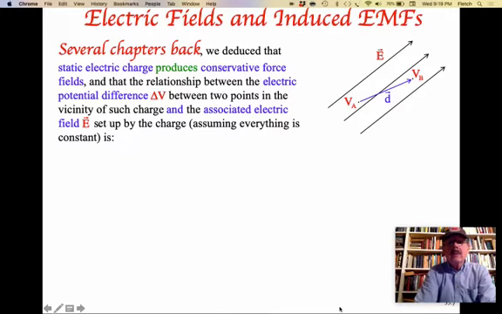Induced EMFs generate electric fields. I mean, that's what they do. When we first started talking about them back with batteries, we talked about that. And so we need to talk a little bit about this electric field that's being generated.